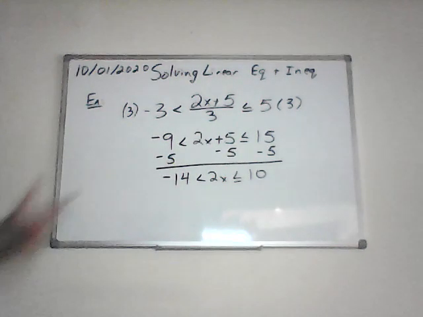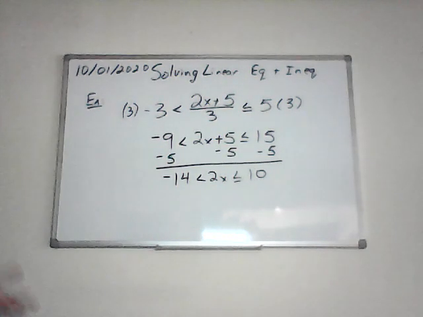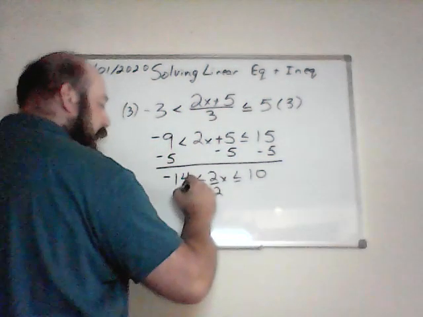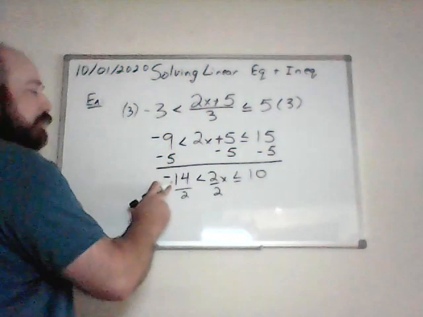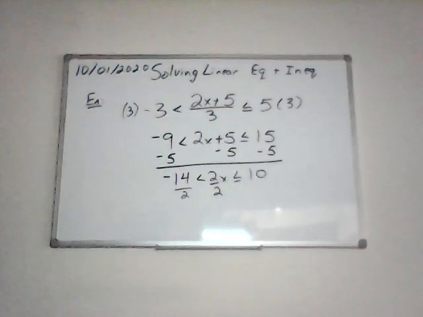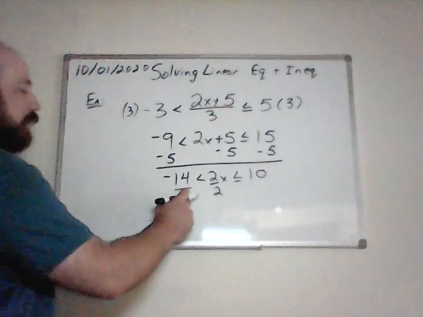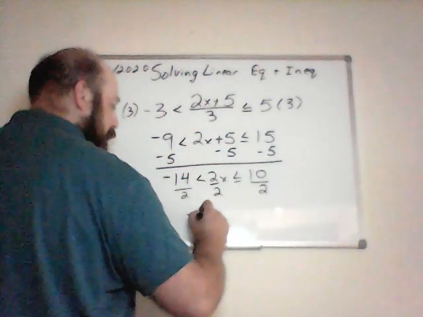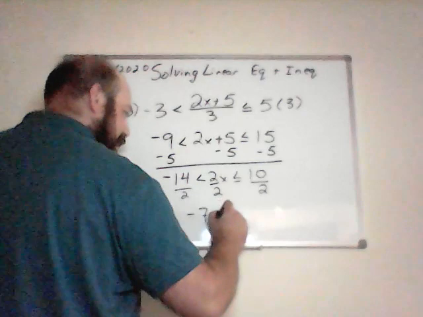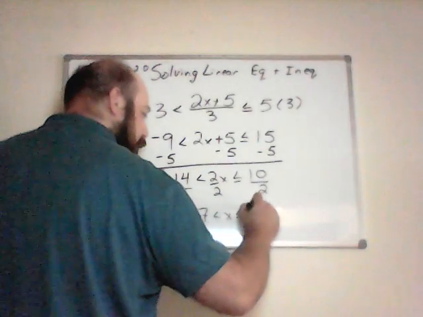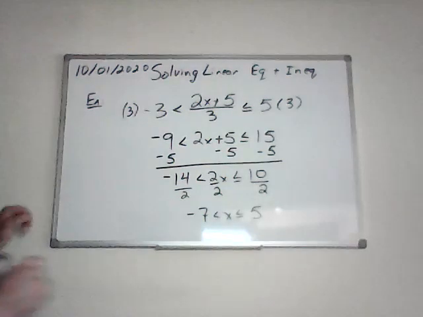So this is a perfect example of what we looked at in the previous example, and that is we're going to be dividing by a positive 2. Even though this number is negative, this inequality is not going to switch. Okay, it's not going to switch because we're not dividing by a negative. We wind up with negative 7, which is less than x, which is less than or equal to 5. That's going to be our solution.